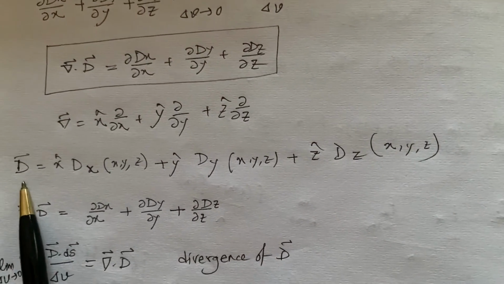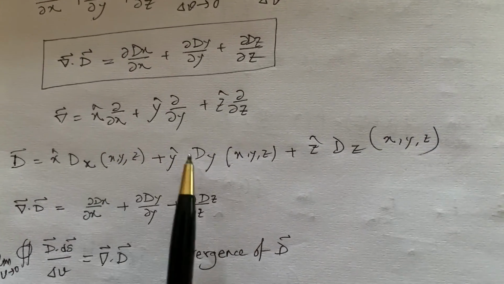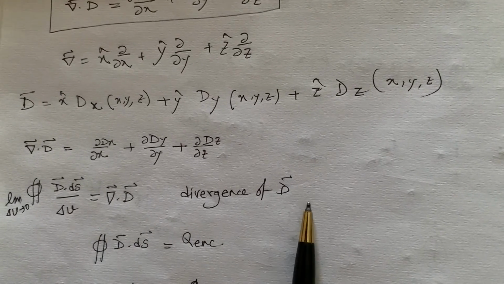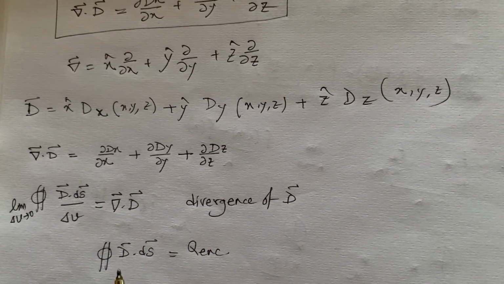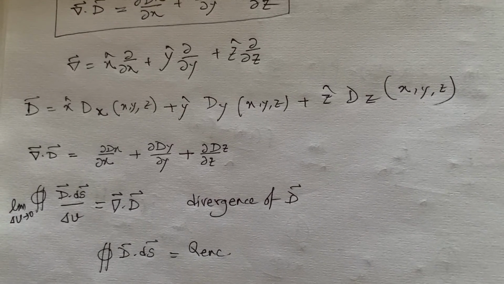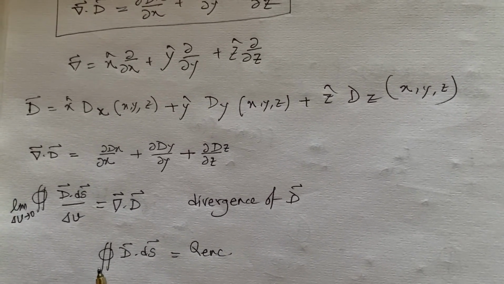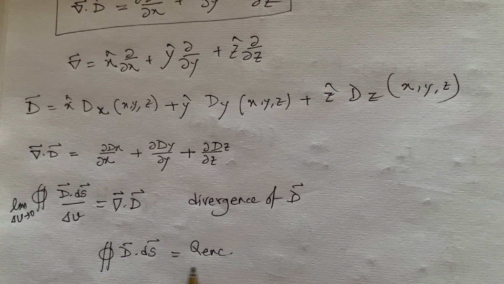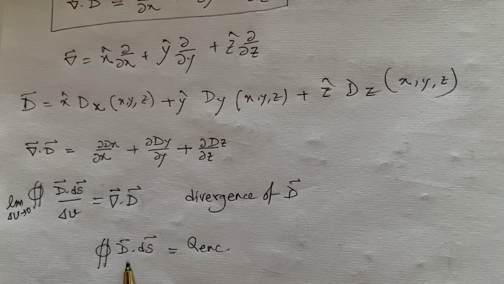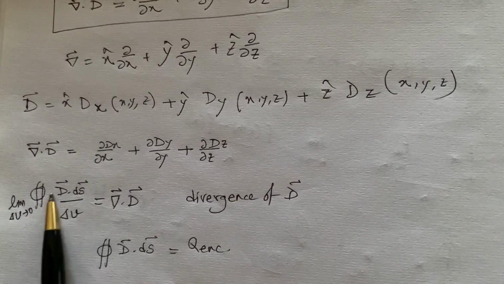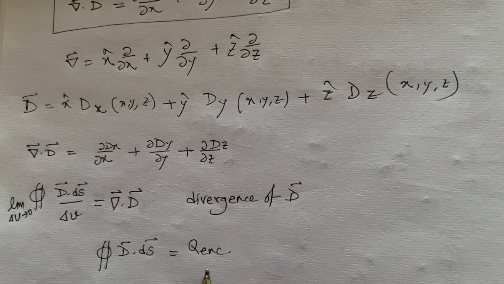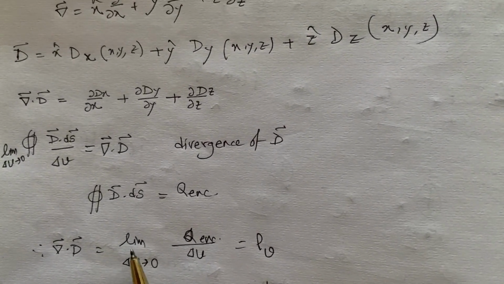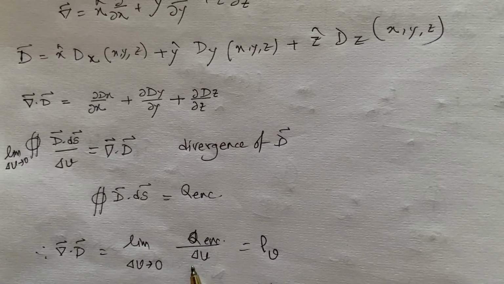Our electric flux density has 3 components along x, y and z direction, and this is how I wrote the divergence of D. Now we have written in our previous video that this integration over the closed surface D dot dS is equal to Q enclosed, that is the total charge enclosed by this closed surface. So in place of this integration of D dot dS, we are free to write Q enclosed. So this divergence of D eventually becomes the limit of delta v tends to 0, Q enclosed by delta v.